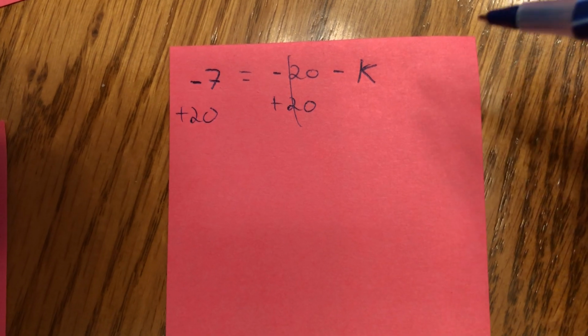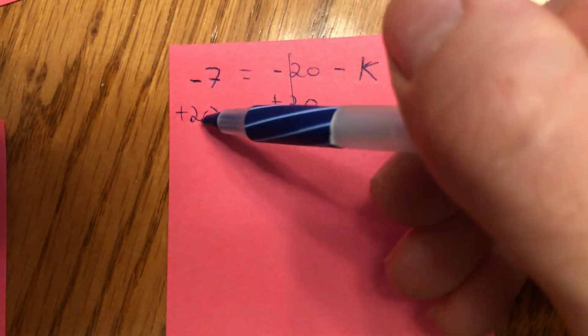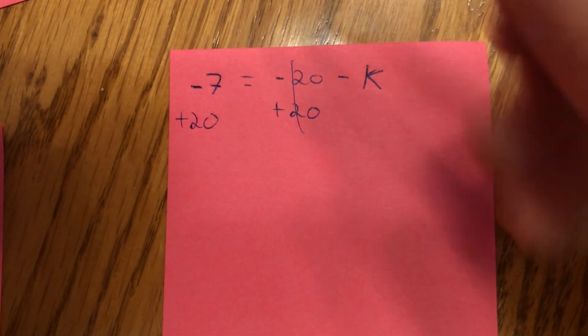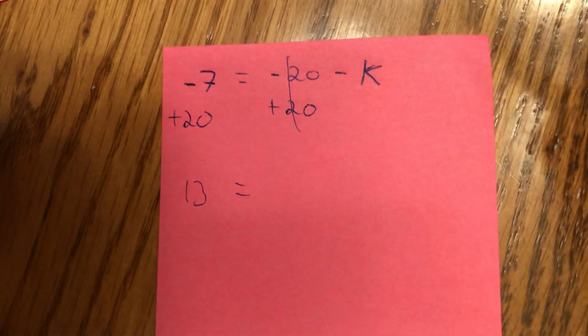-7 plus 20. Remember back to our integer rules, grade 7. Okay. 20 is the greater value, so I know my answer is going to be positive. I won't write the positive because it's redundant. The difference between 20 and 7 is 13.